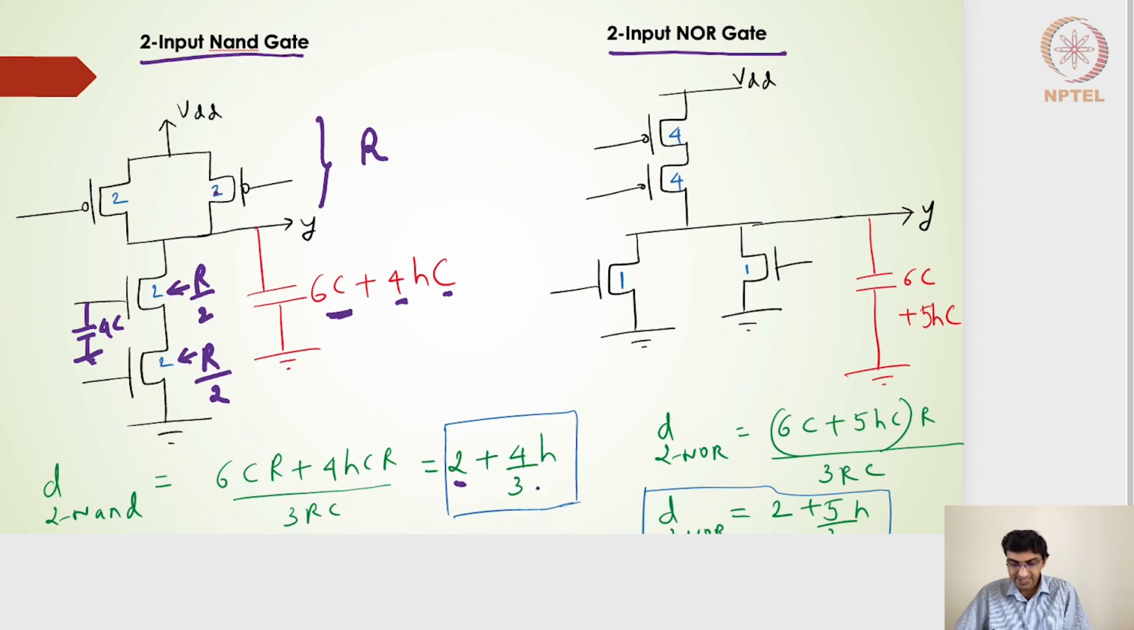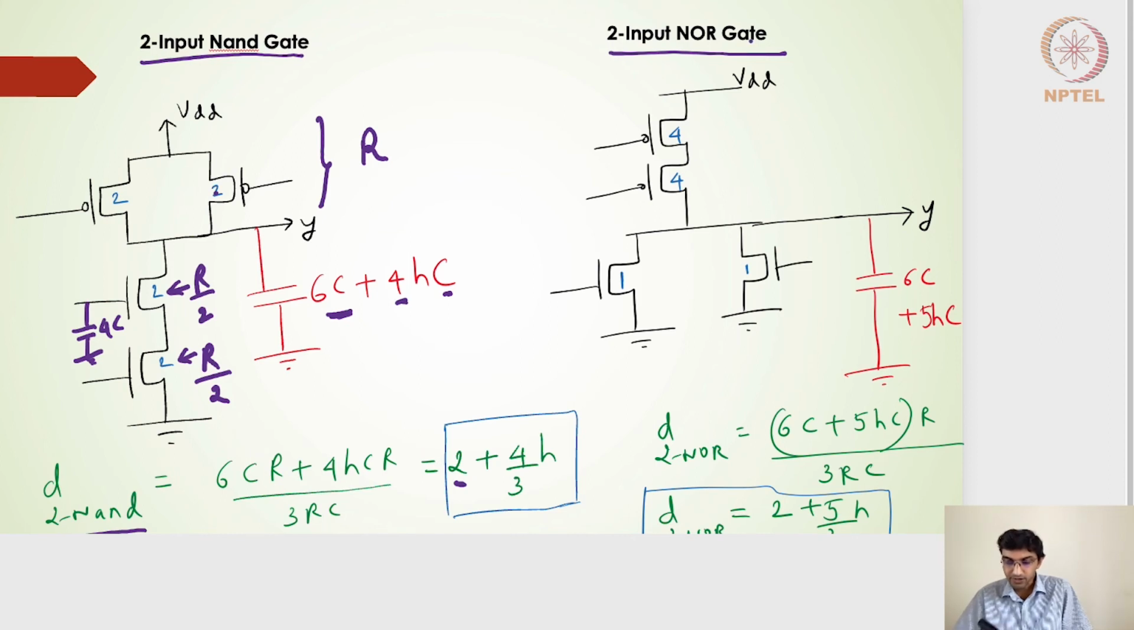Right? So it says that as the number of inputs increases, if I consider the 3-input NAND gate, the delay was 3 plus 5 by 3 into H, which is more than that of the 2-input NAND gate. And the 2-input NAND gate is more than that of the inverter, which is nothing but 1 plus 1 into H.